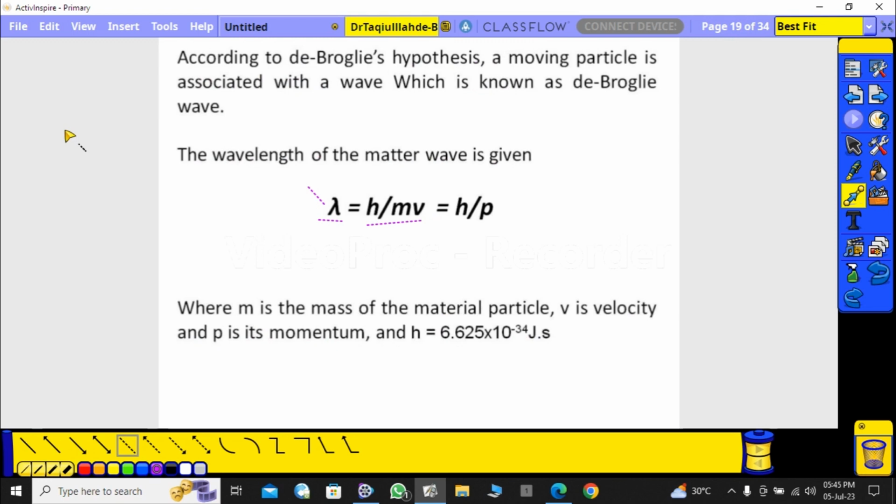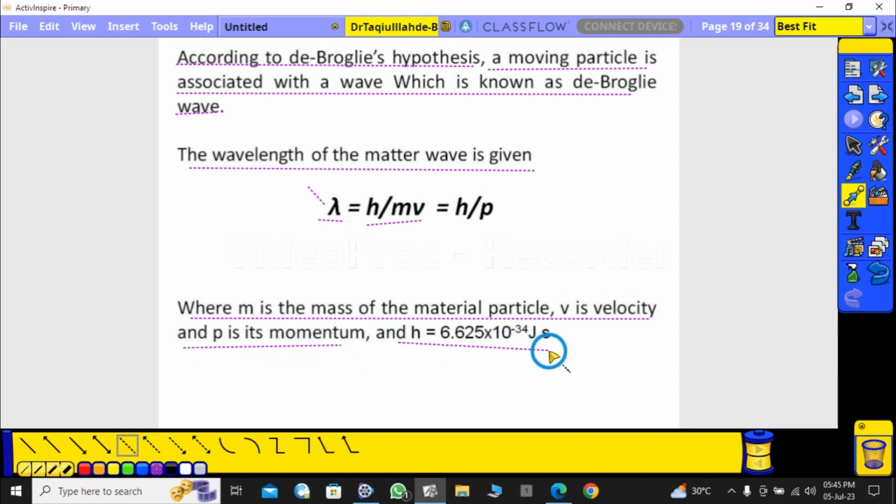Now once again, according to the de Broglie hypothesis, a moving particle is associated with a wave, which is known as de Broglie wave, and the wavelength of that matter wave is given by lambda is equal to h by mv, or h by p. Where m is the mass of the material particle, v is the velocity and p is the momentum, and here h, everybody knows, is 6.625 into 10 power minus 34 joule second.